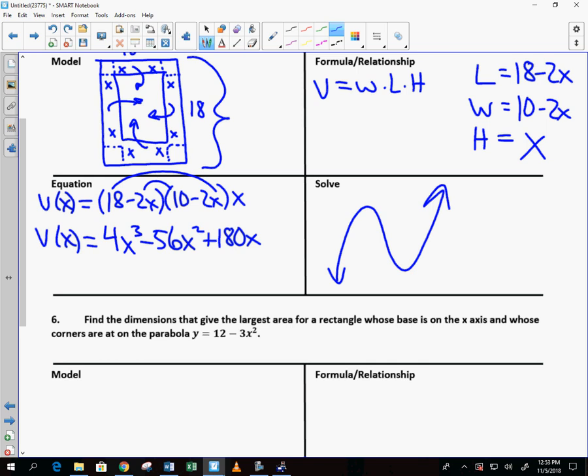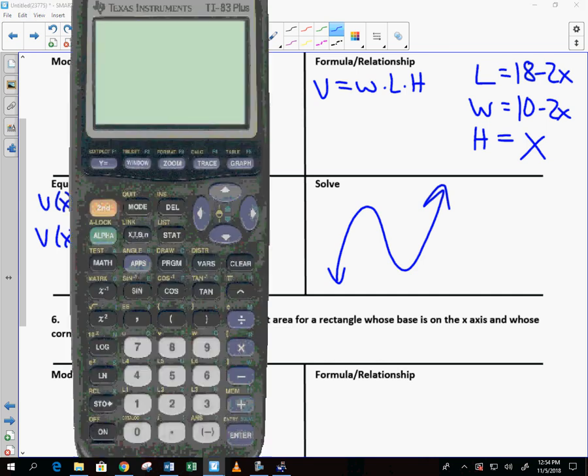Does that shape have a maximum? Yeah, it does. We have no way to find it by hand unless we know calculus. But we can find it if we use our calculator. Our calculator can do all sorts of things that we struggle with. So if you look at my y equals, I have it typed in 4x cubed minus 56x squared plus 180x. And as I zoom standard, take a glance at it, can you see the entire graph?